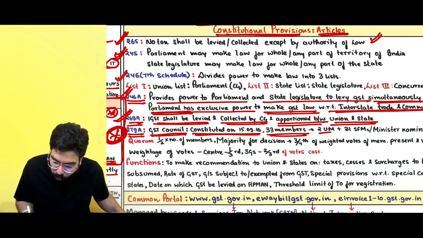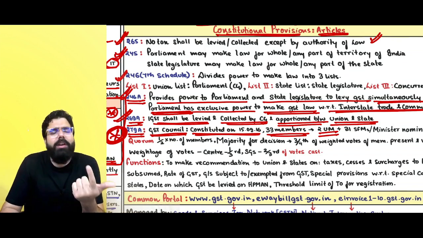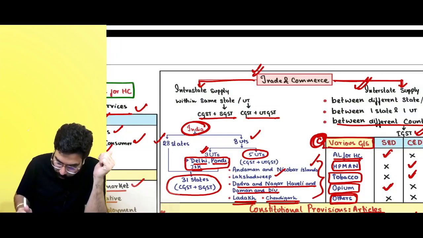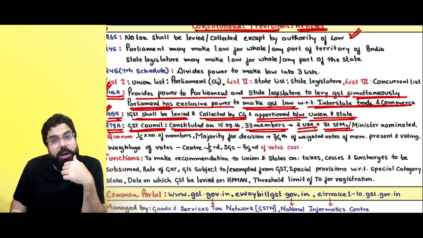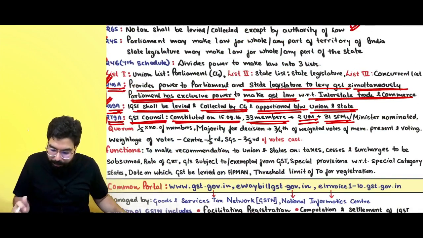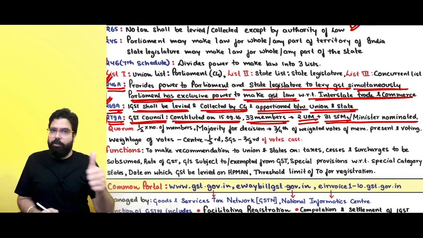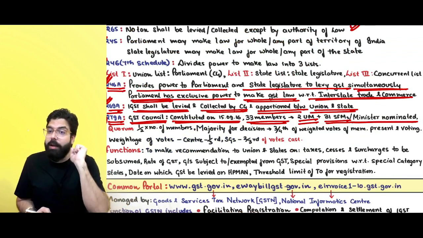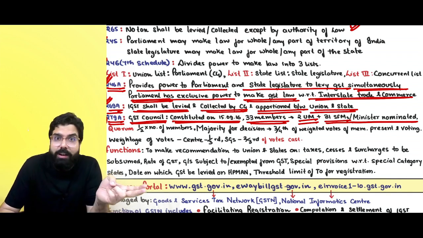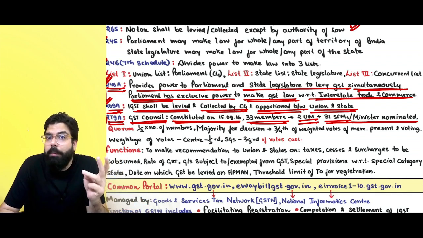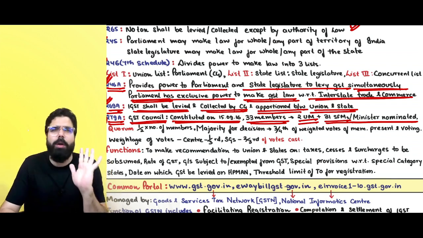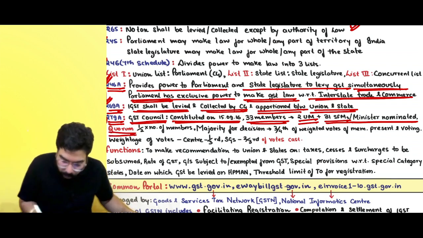How many members are there? 33 members. Two are union members: one is the union finance minister, one is the union minister of state in charge of revenue and finance. And there are 31 states, so 31 finance ministers or taxation ministers or ministers nominated by the state. So they can ask you a question, who are the members of the GST Council? Number 1, Union Finance Minister. Number 2, Union Minister of State in charge of revenue and finance. The third, 31 members from 31 states, who are the state finance ministers or taxation ministers or the ministers nominated by the state.